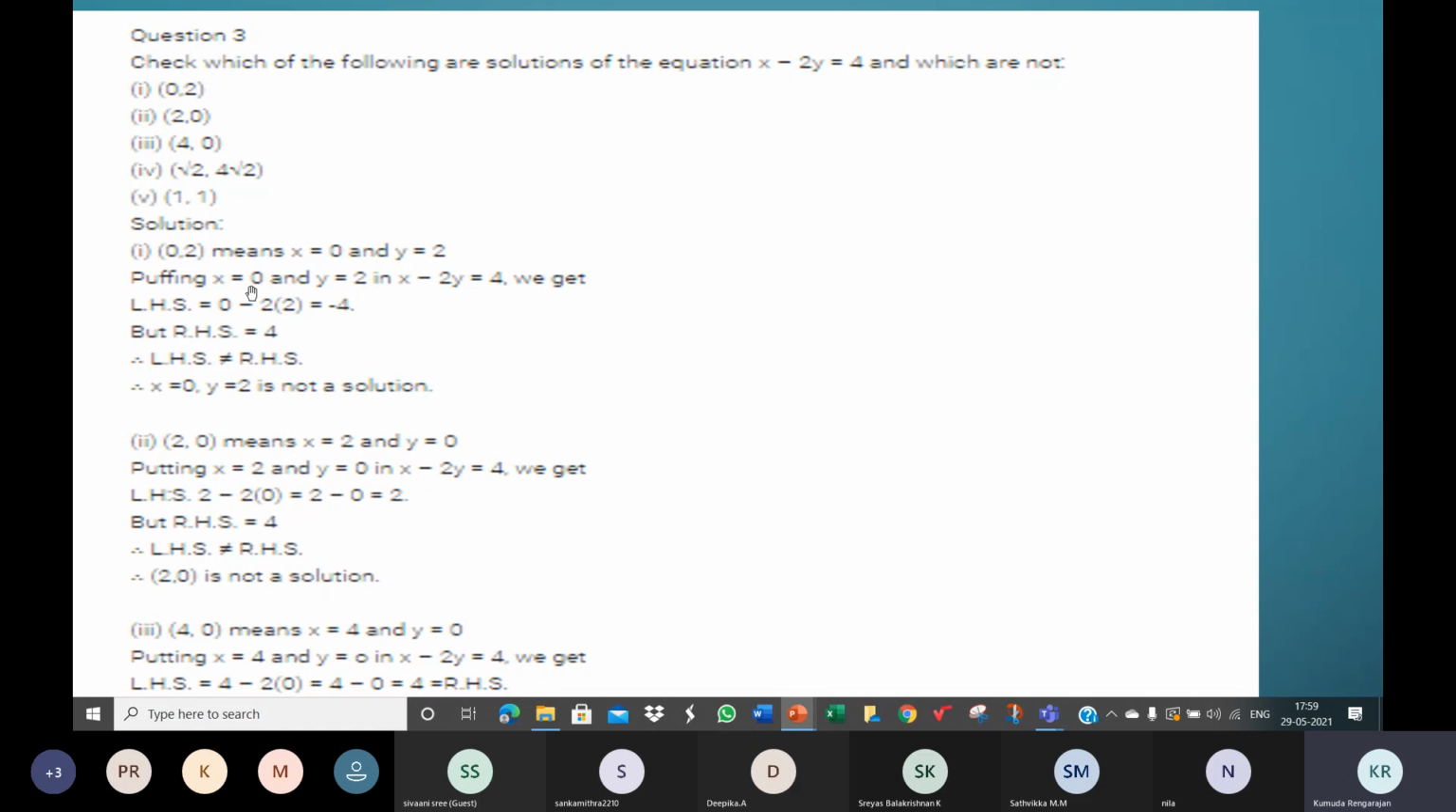In this equation, putting x is equal to 0 and y is equal to 2, because the ordered pair is (0, 2), which means x is 0, y is 2. So putting x equal to 0 and y equal to 2 in x minus 2y is equal to 4, what do you get? When you work the LHS, you get -4. But what do you have in the RHS? 4. LHS is not equal to the RHS, so it's not a solution because it doesn't satisfy the equation.